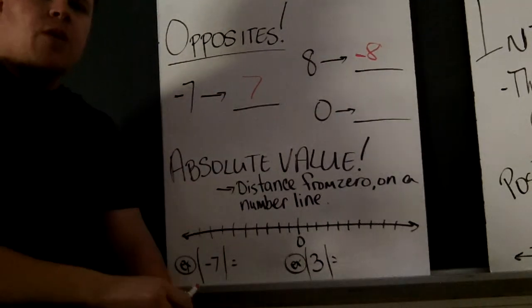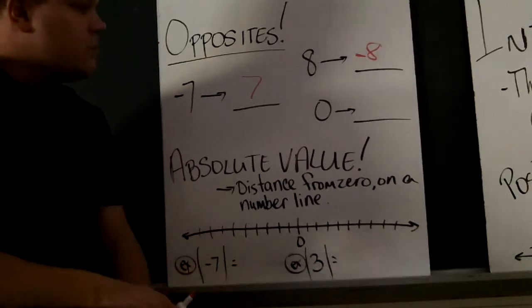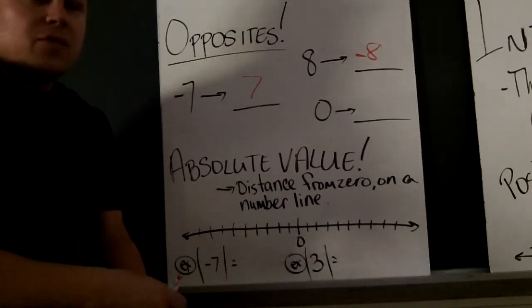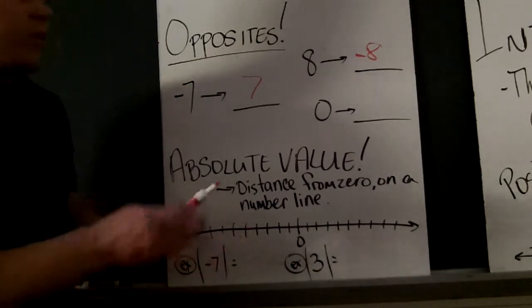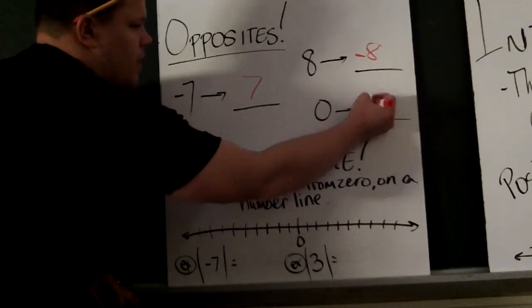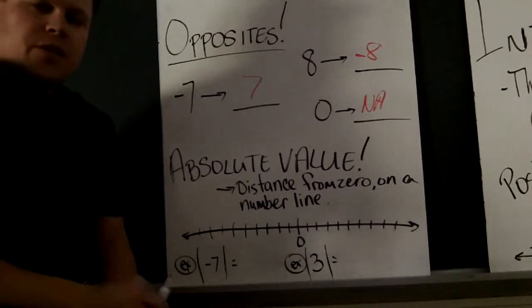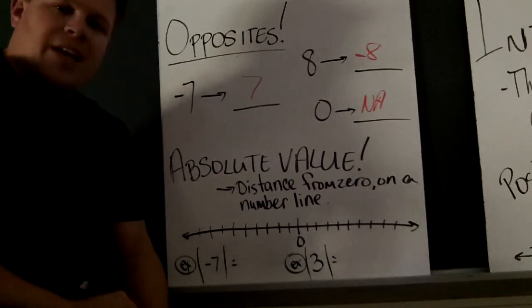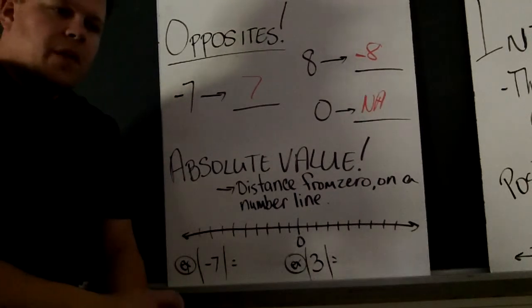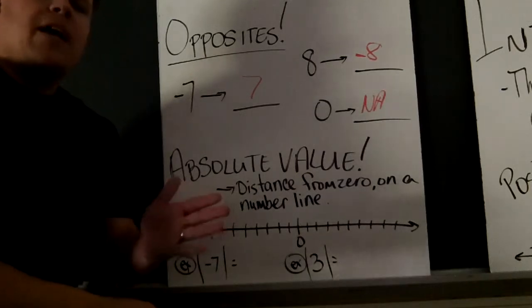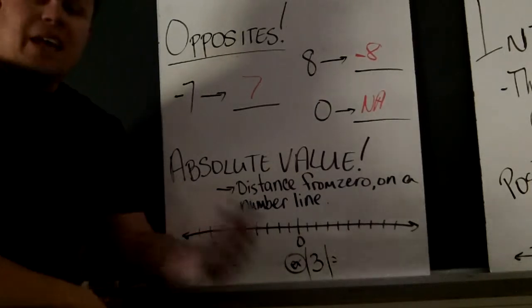And the opposite of a positive 8 would have to be negative 8. The opposite of 0 would be, well, actually, there's no opposite of 0. It's just going to be 0. If you want to put a little NA for not applicable, that's fine. 0 is just 0. 0 is not positive. 0 is not negative. It's just 0. Think about 0 as being the dividing point between positive integers and negative integers.